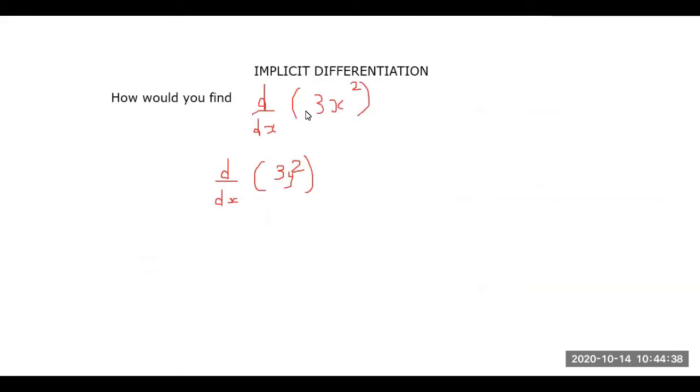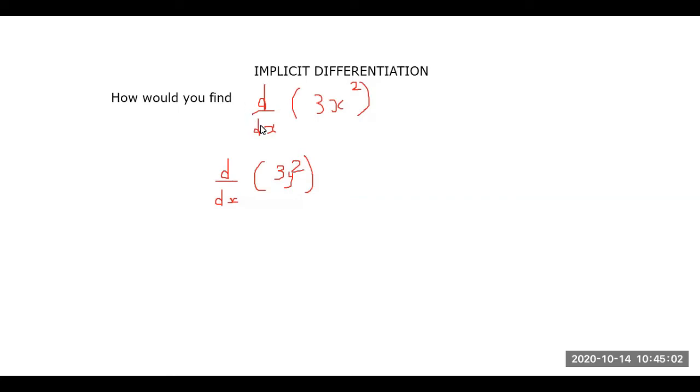All right, the next thing we want to look at is implicit differentiation. So you might wonder, what is implicit differentiation? Implicit differentiation is when we cannot differentiate a function in terms of a variable explicitly. What do I mean by explicitly?